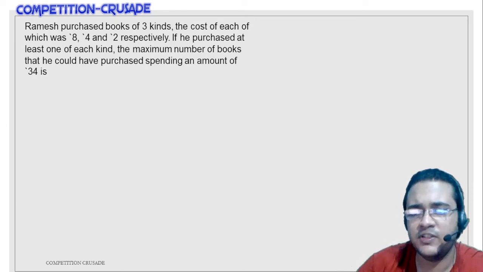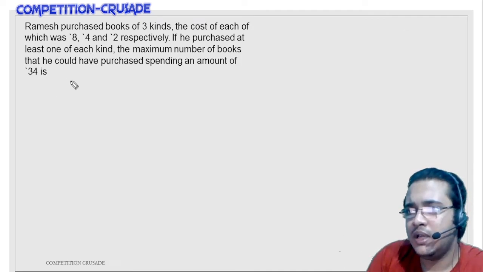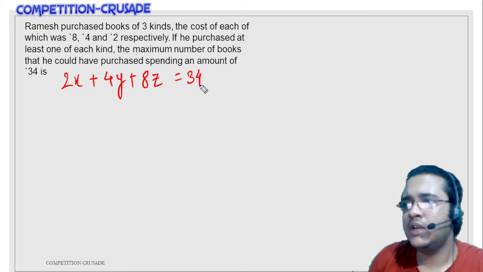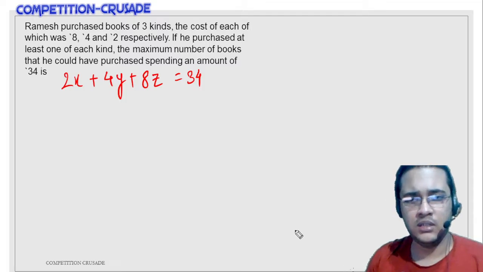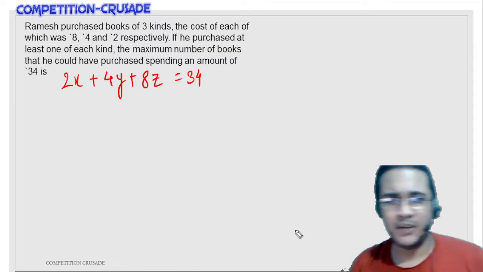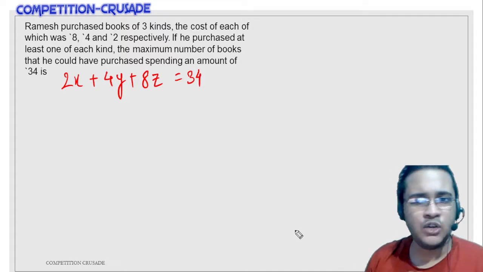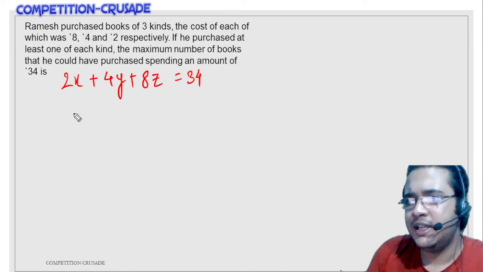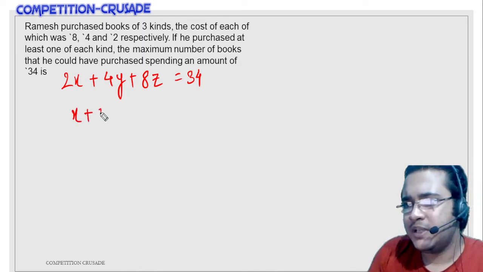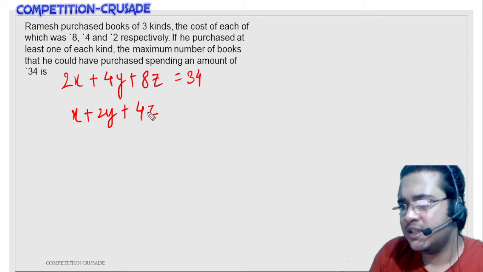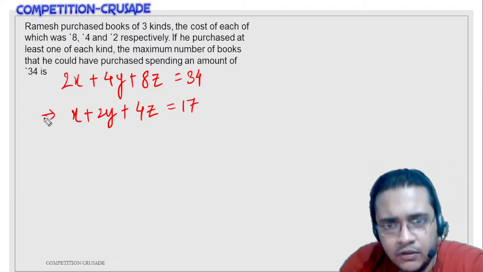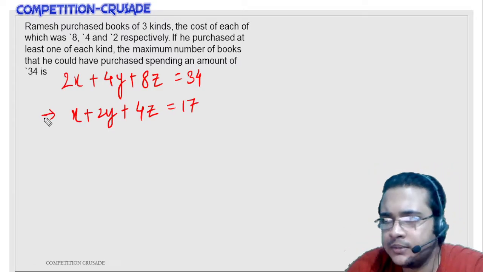So let me take my pen first. Okay, so I have assumed 2x plus 4y plus 8z is equal to 34. Now, is this reduced in the lowest co-prime form in which I don't have any common factor? So there is a common element. 2 is common everywhere, so I should ideally eliminate 2. So x plus 2y plus 4z is equal to 17. I'm taking 2 from all of them. Okay, so I'm dividing by 2 throughout.